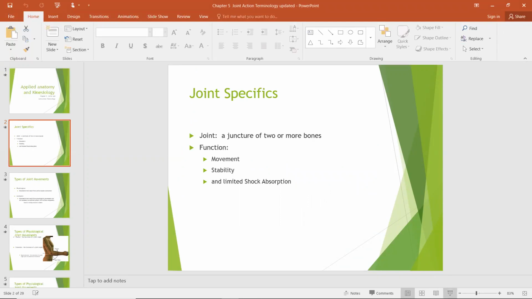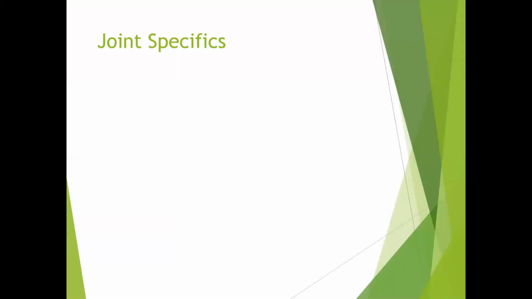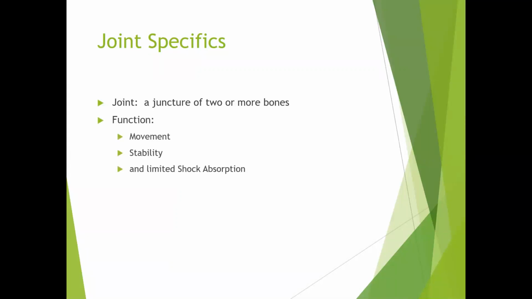So joint specifics, a joint in and of itself is a juncture of two or more bones, basically where one meets the other. Function is so that we can have movement, stability, and limited shock absorption.